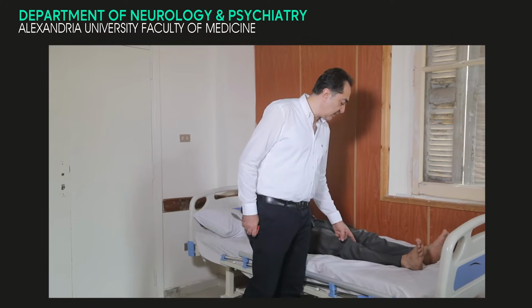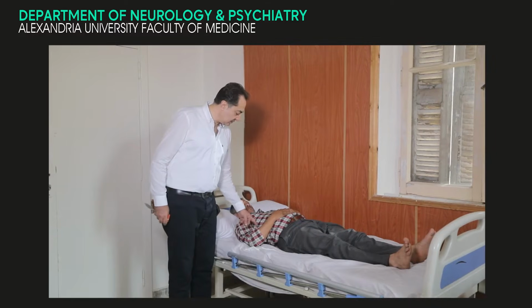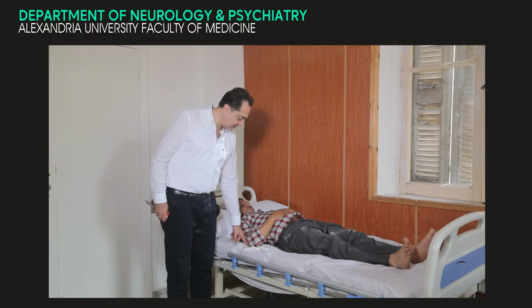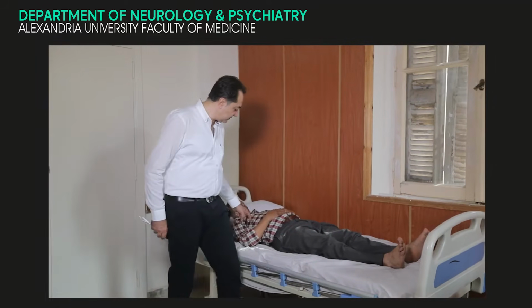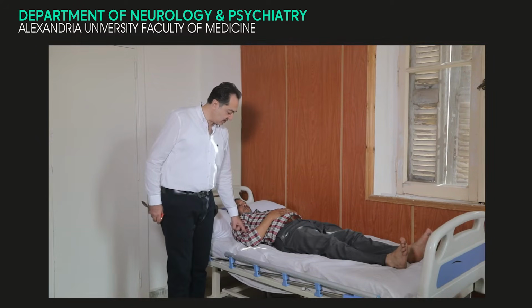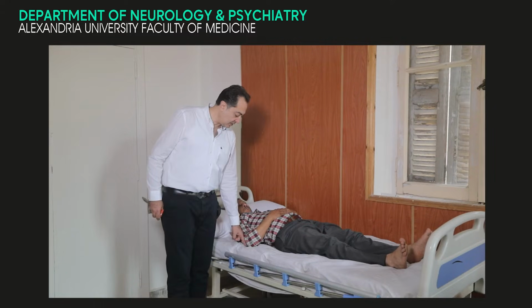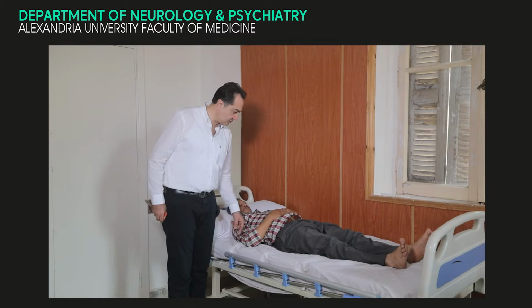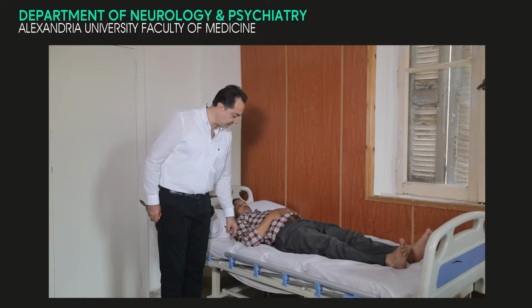The levels of these reflexes are S1-2, L3-4, C5-6, C5-6, C6-7. That's to say 1, 2, 3, 4, 5, 6, 7. The biceps 5, 6, mainly 5. The brachioradialis 5, 6, mainly 6. The triceps 6, 7, mainly 7. That's to say 1, 2, 3, 4, 5, 6, 7.